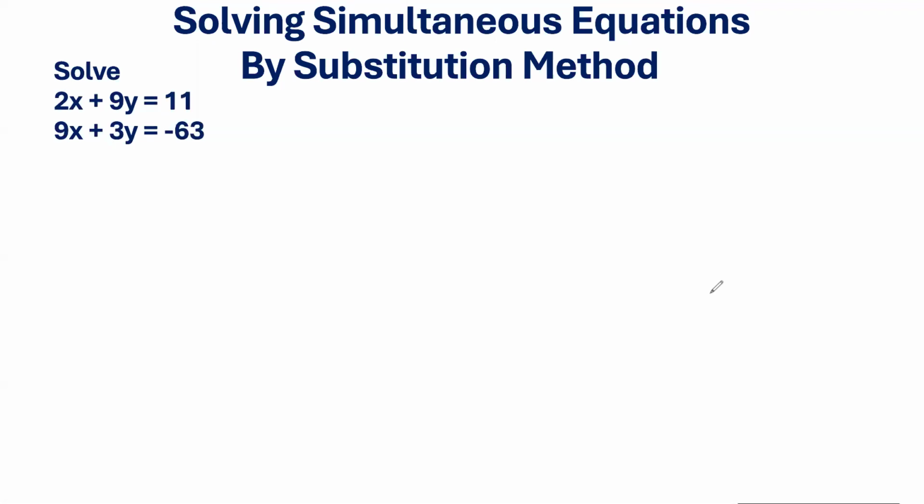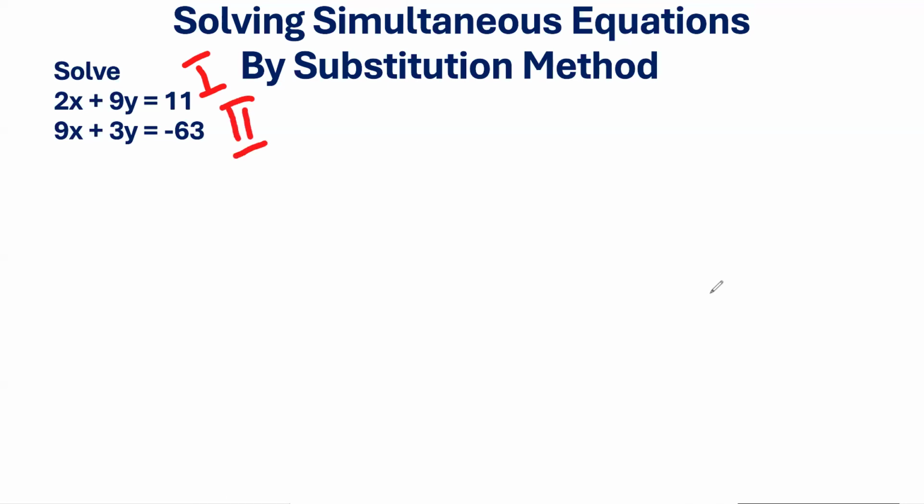2x plus 9y is equal to 11. 9x plus 3y is equal to minus 63. We are solving these two simultaneous equations by substitution method. This is not elimination method. Elimination method is in another video. Okay, so here I'm solving by substitution method. Equation number 1 and equation number 2.